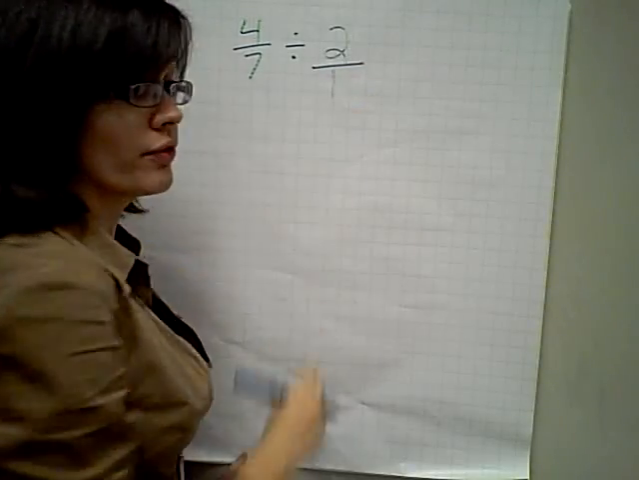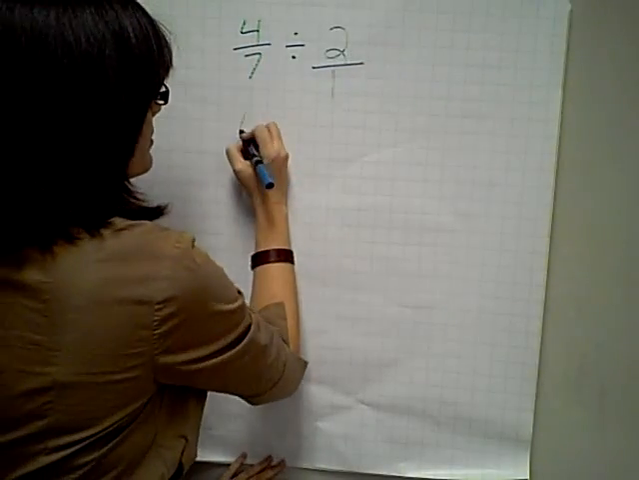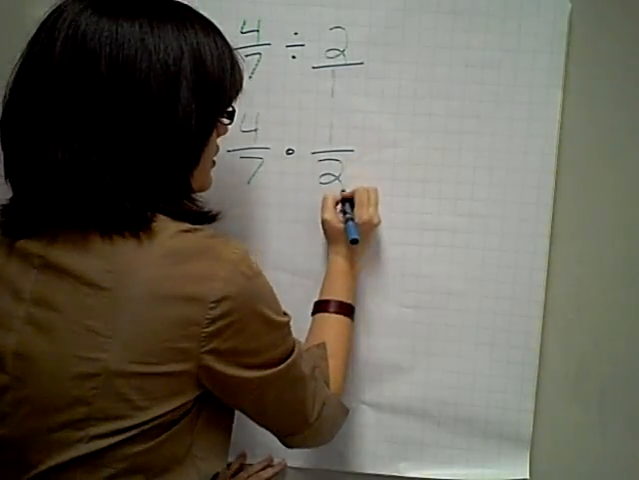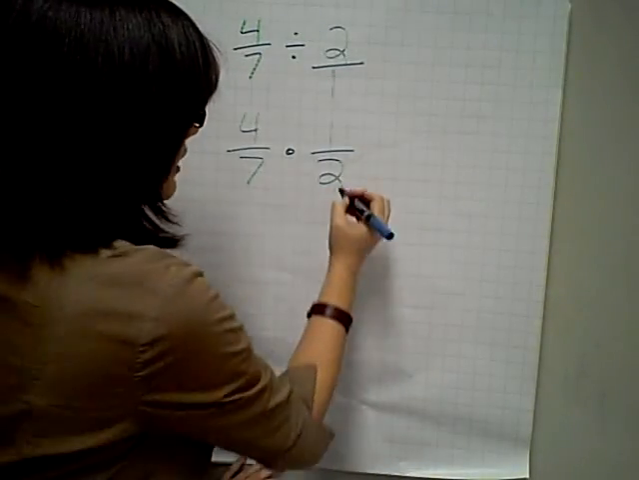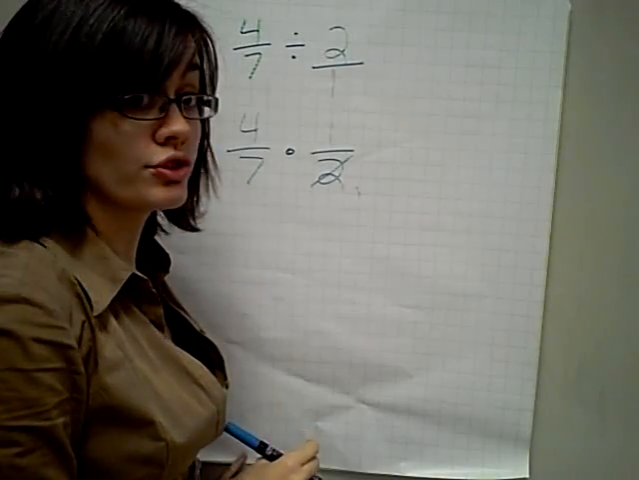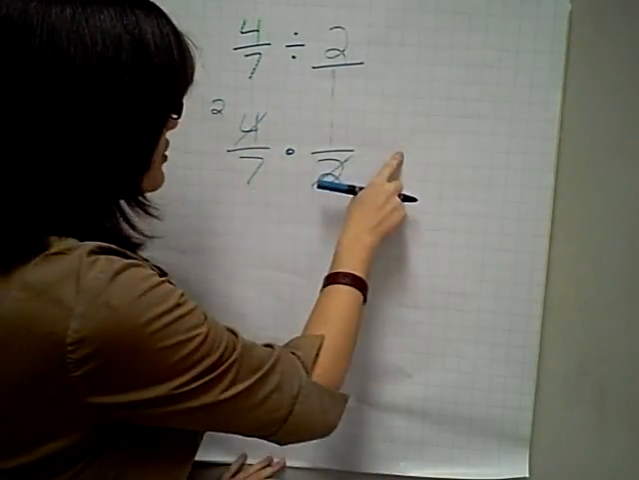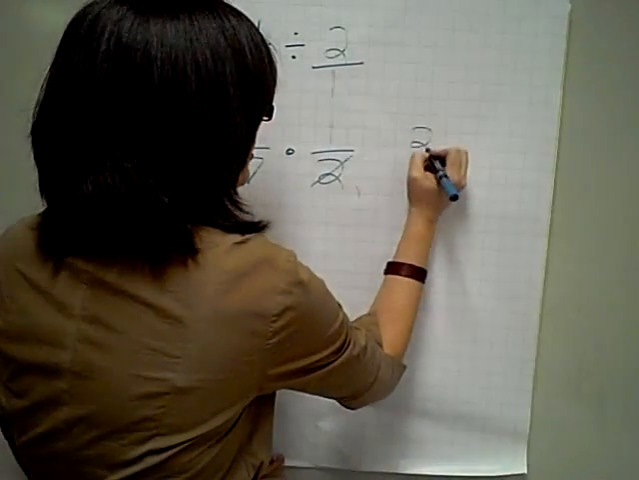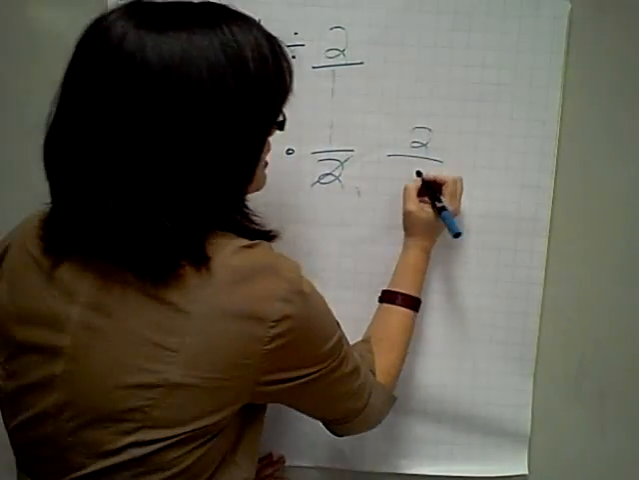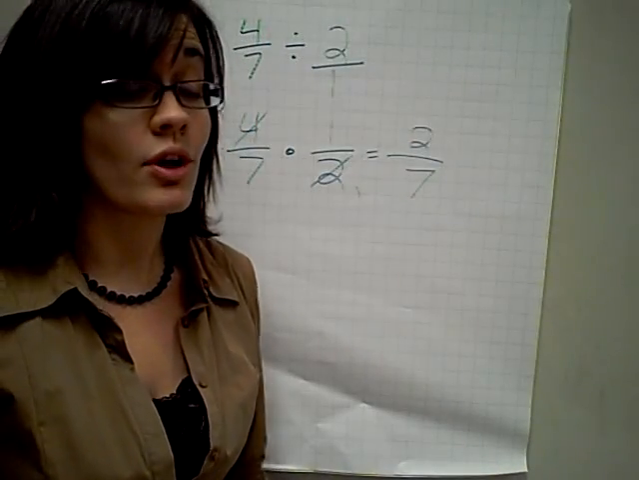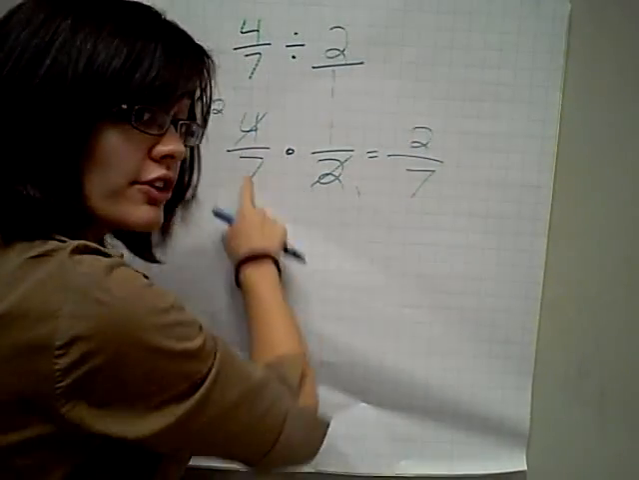Again, over 1, keep, change, flip. Simplify. 2 goes into 2 one time. 2 goes into 4 twice. And then multiply straight across. 2 times 1 is 2. 7 times 1 is 7. And your answer is 2 sevenths. Already done. See how much quicker this is?